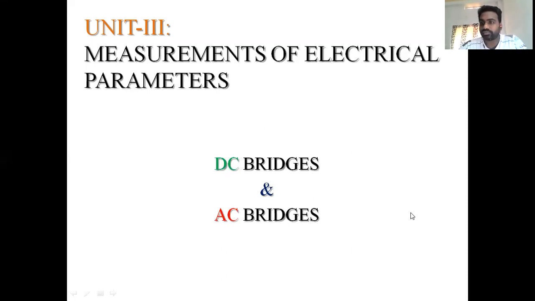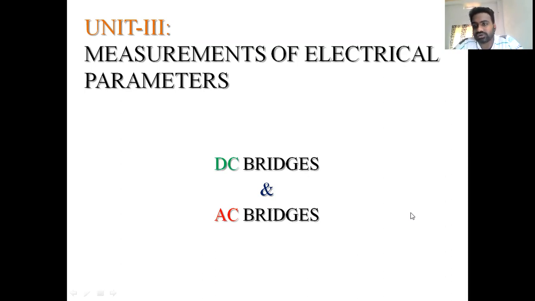Good afternoon to everyone. So in today's class, we are going to start a new concept, a new chapter, that is measurement of electrical parameters. That means here we will measure electrical resistance, electrical inductance, and electrical capacitance. That means we are measuring elements.